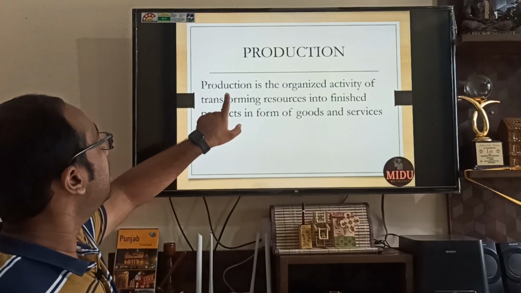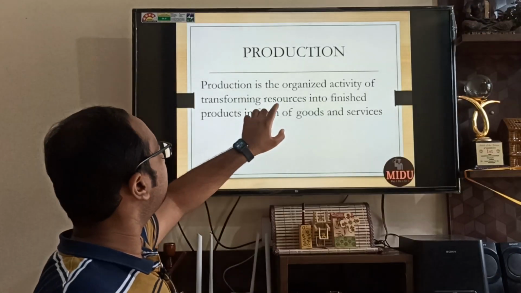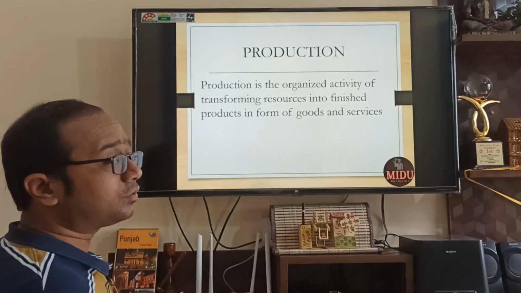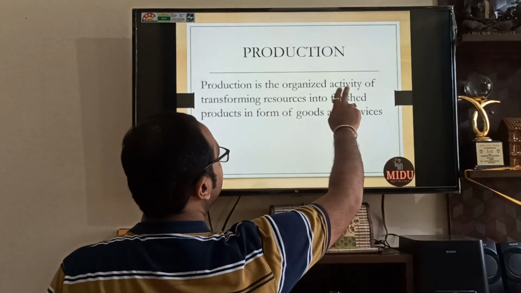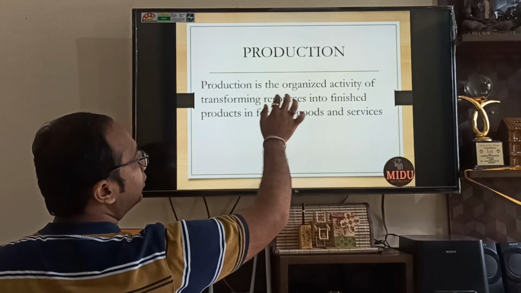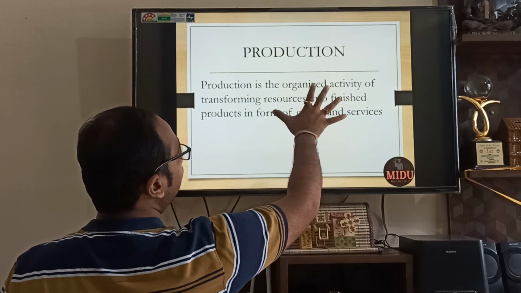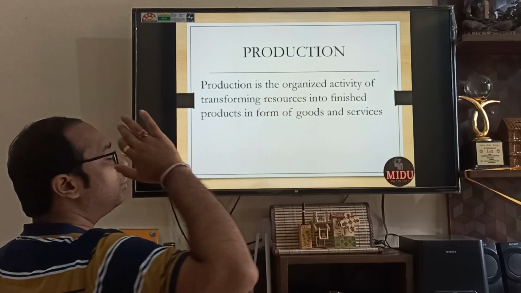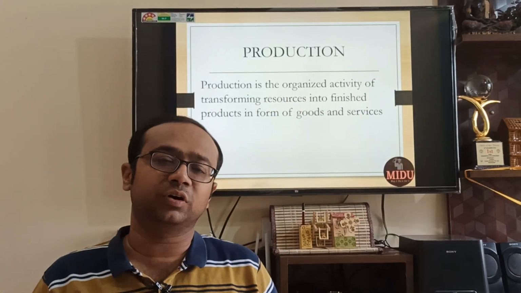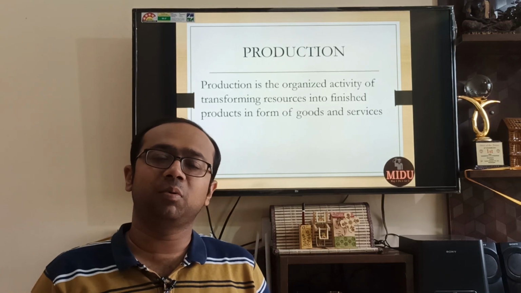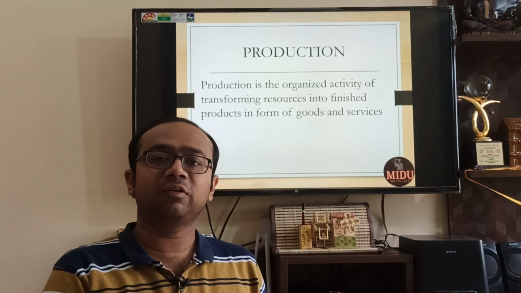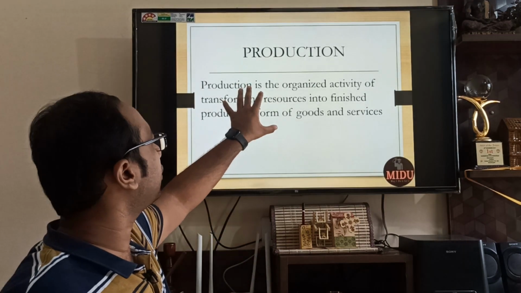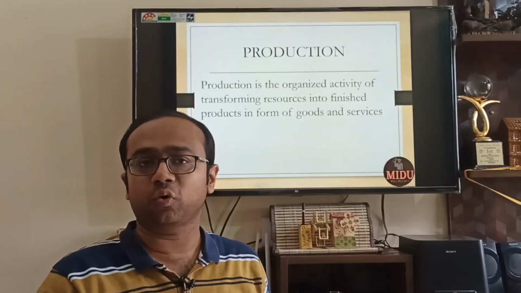What is production? Production is the organized activity of transforming resources into finished products in the form of goods and services. Some words are important in it: organized activity, transforming what? Resources, finished product. For example, you are making shirts. There will be some fiber, buttons, threads, all that will be stitched together and a shirt will be made. That is basically known as production. This is what production is all about.